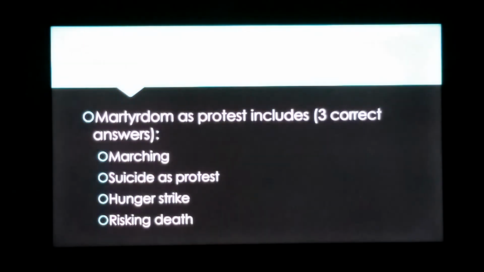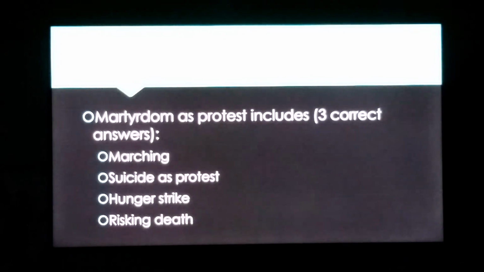All right, last question for this lecture. Martyrdom as protest includes 3 of these. Which 3 of them are there? Is it A, marching, B, suicide as protest, C, hunger strikes, or D, risking death?